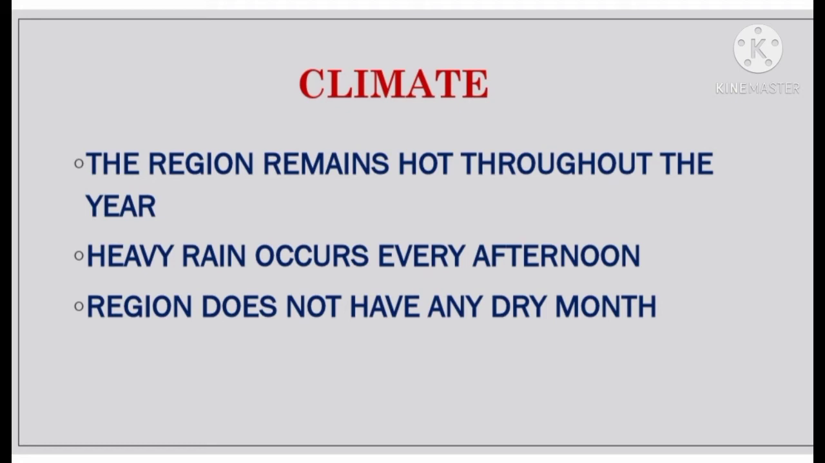Next point is about the climate of this region. The region remains hot throughout the year since it receives the direct rays of the sun. It does not experience winter. It also remains humid throughout the year due to the presence of many water bodies and dense forest. Intense heat during the day leads to rapid evaporation of water in the region. Towering clouds form and heavy rain occurs every afternoon around 4 o'clock. The region does not have any dry month. Rainfall is evenly distributed throughout the year.